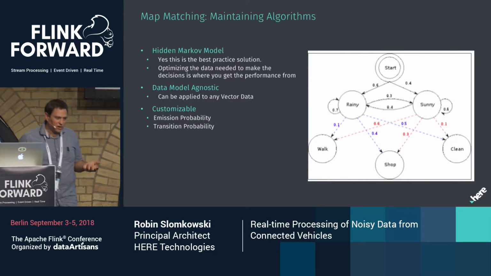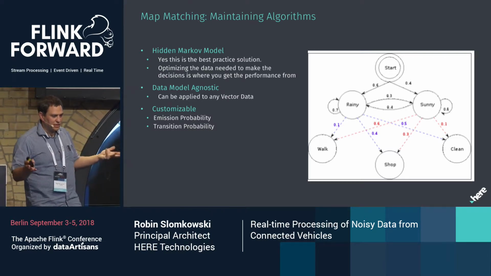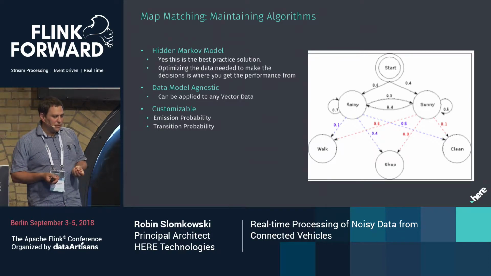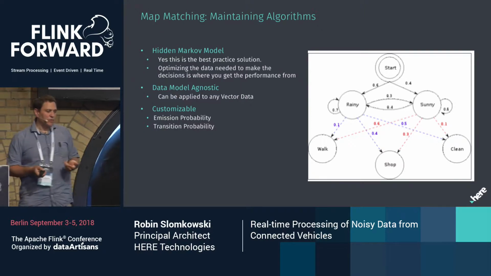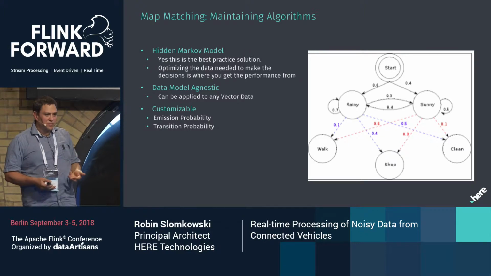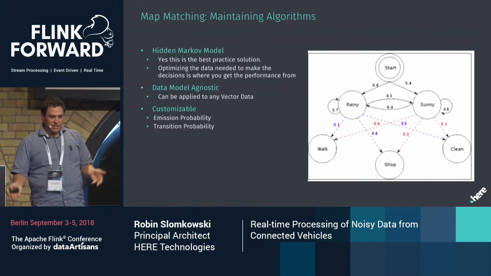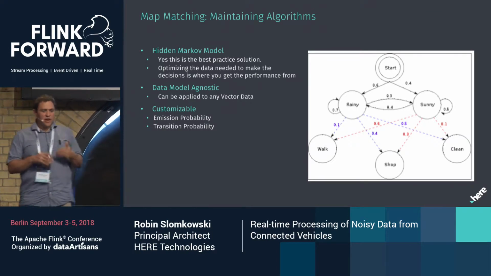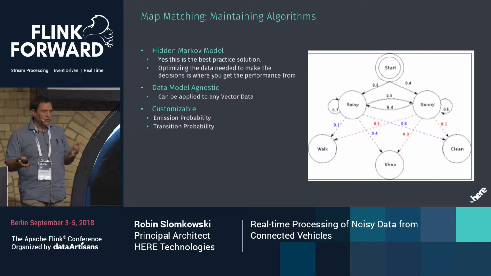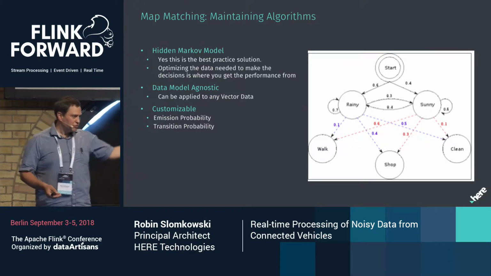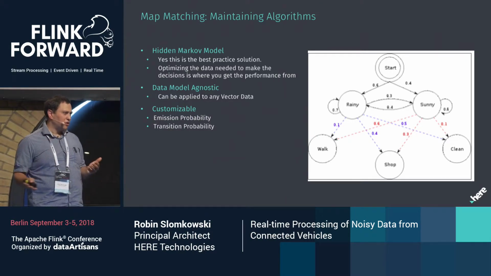So, hidden Markov model. This is the basic best practice solution. It's what you need to do. Our implementation of the algorithm is explicitly data model agnostic. We can apply it to any vector data. So if someone comes to us and says, I have my own map for mapping the inside of a building, or my own map for looking at roads, or sorry, not roads, rivers, I want to look at those, it doesn't matter. Our map matching algorithm will work on it. Just bring that, you reference it, and it works.